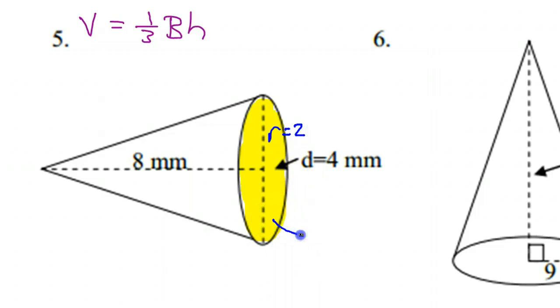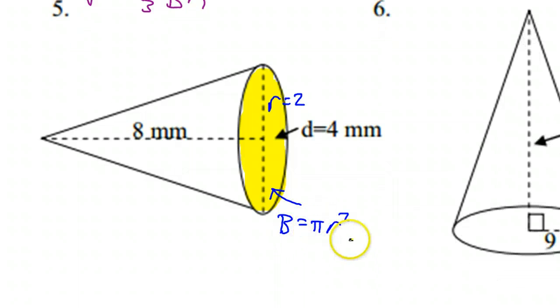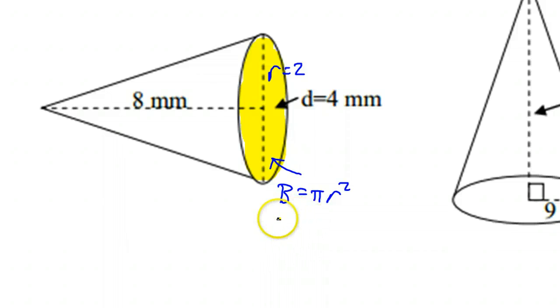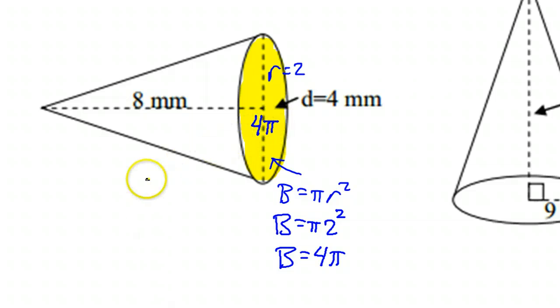The formula for the area of a circle is pi r squared. So the area of the base is going to be pi times 2 squared, because that's the radius. That means the area of the base is 4 pi. So this whole thing right here, the area of the base, is 4 pi.